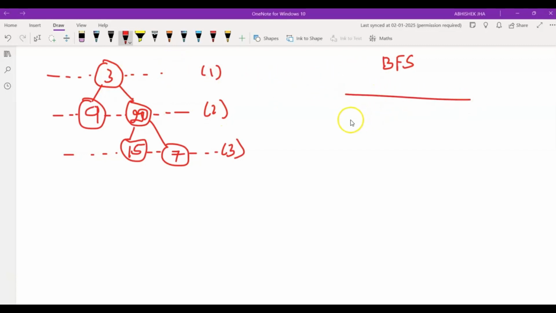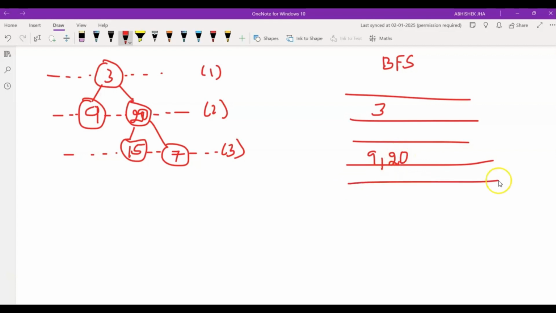So we'll take a queue. Initially we'll push 3 here. After popping this 3 from the queue, we'll try to push its left and right values, that is 9 and 20. And we'll take again the front value here. Since its left and right values are null, we'll move on to the next node, that is 20. So we'll pop 20 from the queue and we'll push its left value and right value.